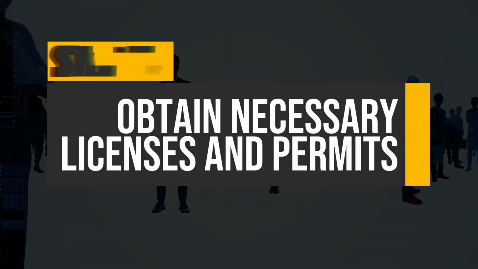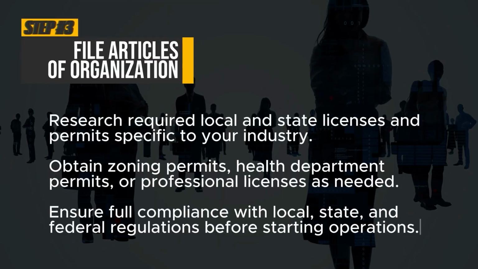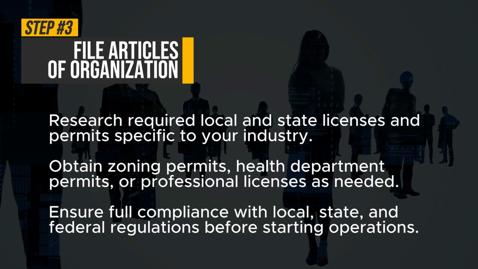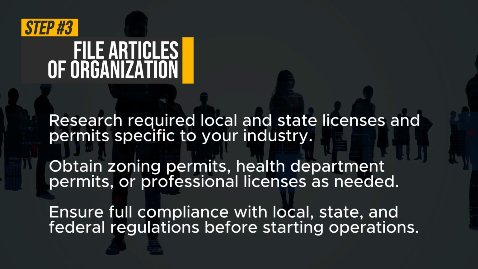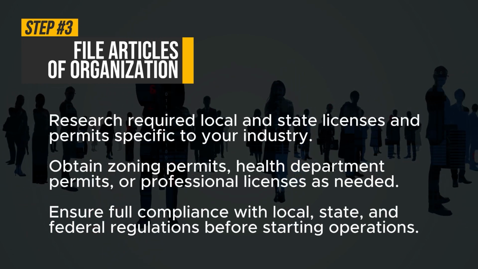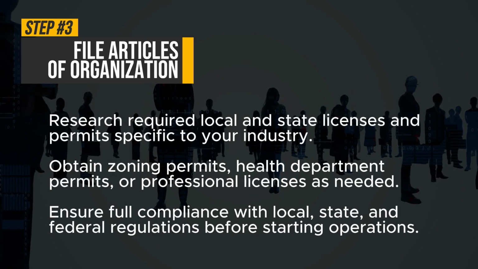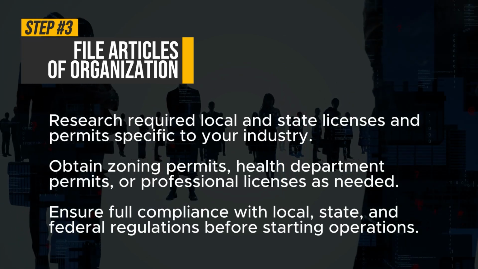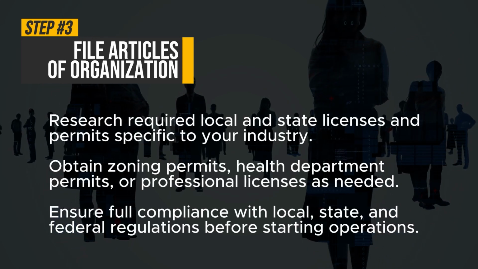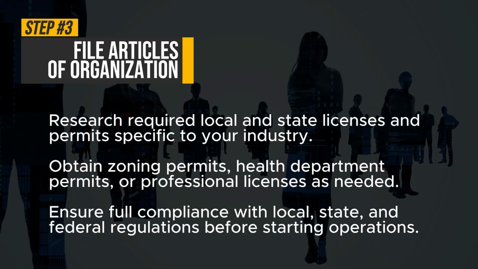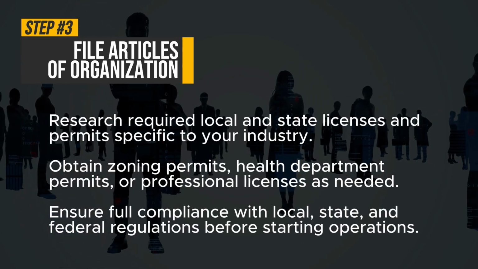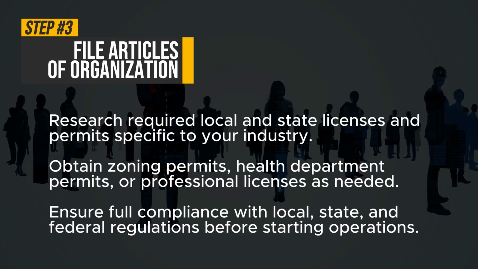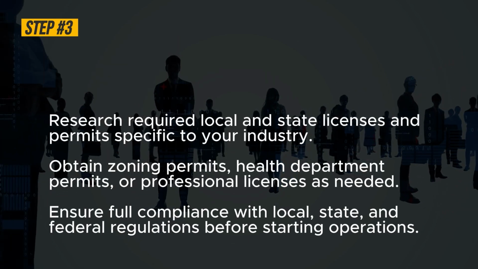Obtain necessary licenses and permits. Finally, research and obtain any necessary licenses and permits required for your specific industry or location within Ohio. Depending on what type of business you are operating, this may include local zoning permits, health department permits for food-related businesses, professional licenses for regulated professions, or other industry-specific certifications. Failing to secure these licenses can result in fines or legal issues down the line, so it's essential to ensure that you are fully compliant with all local, state, and federal regulations before commencing operations.